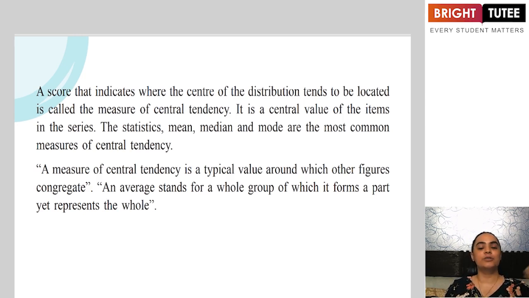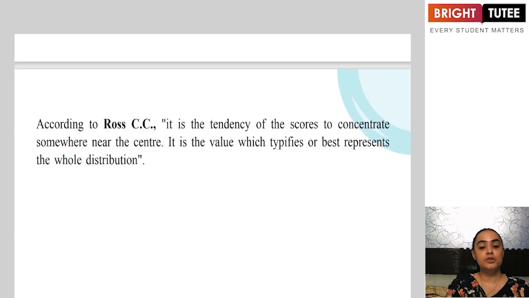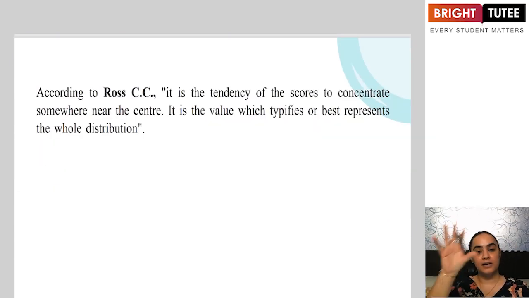So, we calculate mean, median, mode, which are the most common measures of central tendency. So, basically, a measure of central tendency is that value around which the other figures also correlate. Average, for example, stands for the entire group. It is going to represent the entire group. As I said, if we calculate the average marks, that means out of the entire class, the average marks are going to represent all the students.